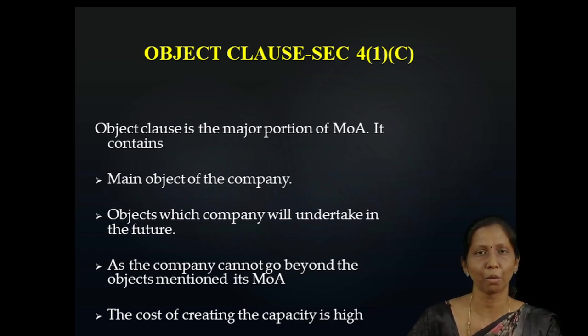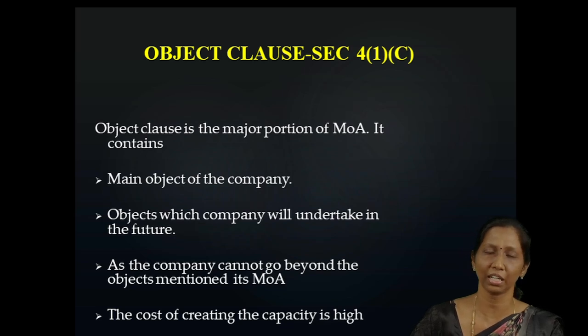So what is the main objective of the company? Why is it established? To what extent can it go? To what extent should it not go? What is the limit of the company? The main purpose of the objective being mentioned is that the shareholders want to know for what purpose the company is going to use their money, because they are going to invest in the particular company. So they want to know for what purpose the company is going to use it.